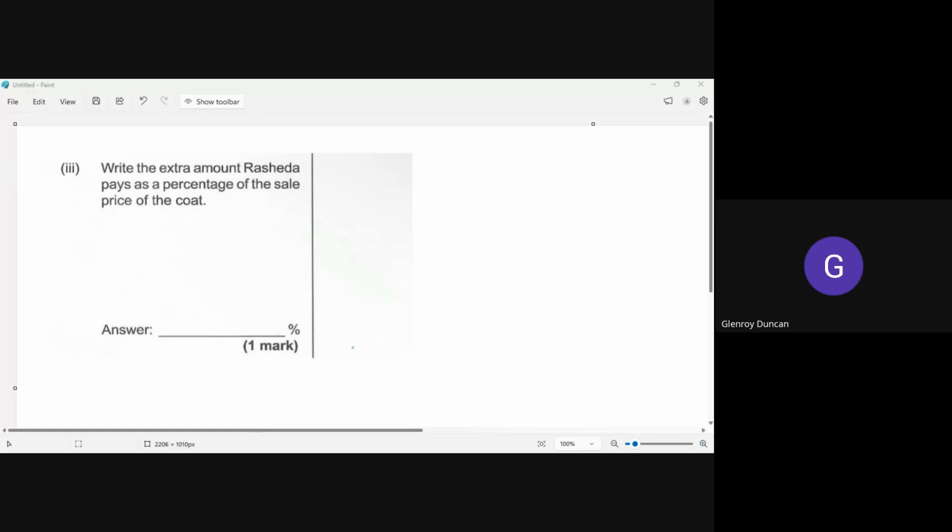Class, let's go to this question. Write the extra amount Rashida pays as a percentage of the sale price of the quote. Ariana, you're gonna have to continue this. I should have put all three, right? Just continue this for the class since you already started it, and that's a follow up based on what you just completed. Everybody should have it inside the book as well. But since you started, let's complete that as we bring this question to a wrap.